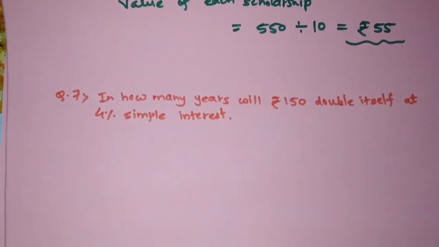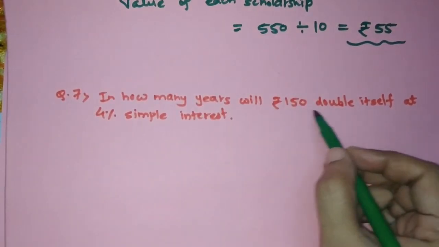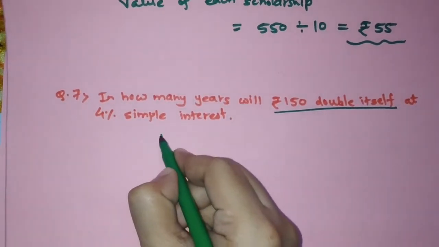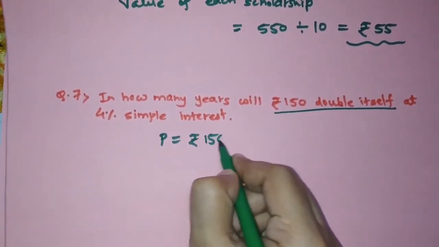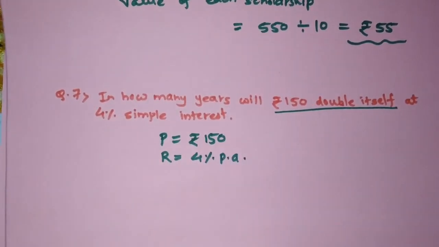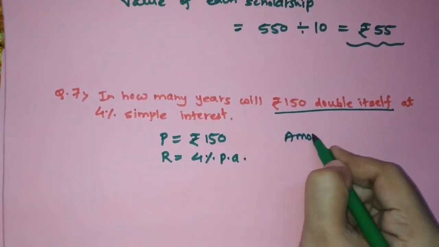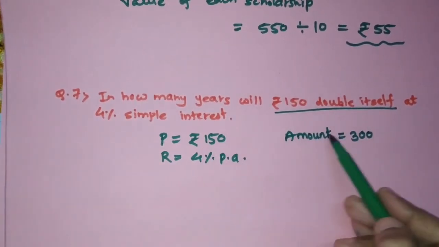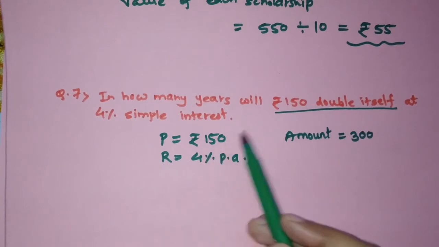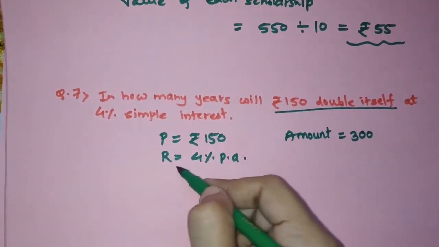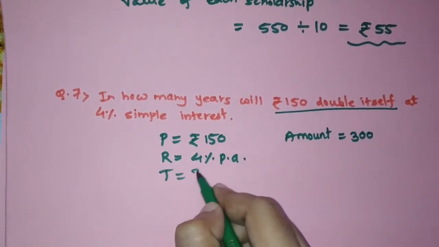So next question is, in how many years will rupees 150 double itself at 4% simple interest? Here it is given that principal is rupees 150 and the rate of interest is 4% per annum. And we want to double it. Double it means we want the amount as double of 150, means 300. So principal, amount and rate of interest are there, and we want to find out the time.